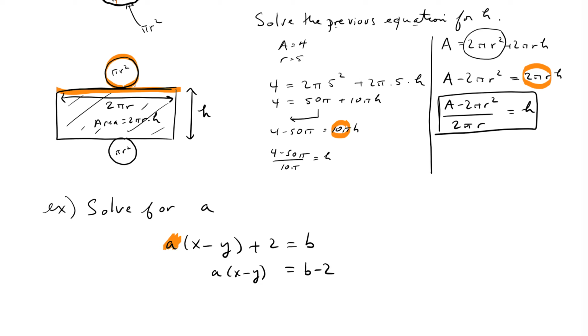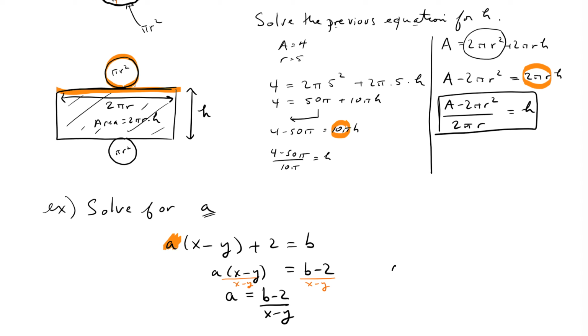And even though I've got x and y, those are not my variables here because I'm solving only for that one. So I treat them as constants, if you want. Okay, a is my variable. Here's the thing I want to solve for. How do I get rid of x minus y? Well, I divide by x minus y on both sides, right? So this is what I do here. Divide everything by x minus y on both sides. And if you do that, you get b minus 2 over x minus y.